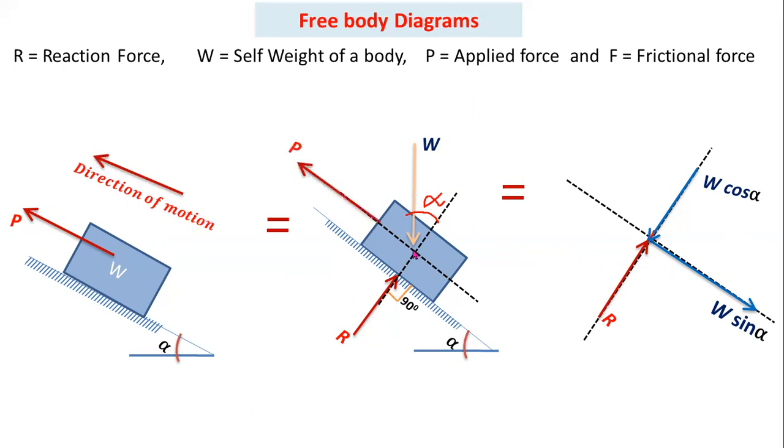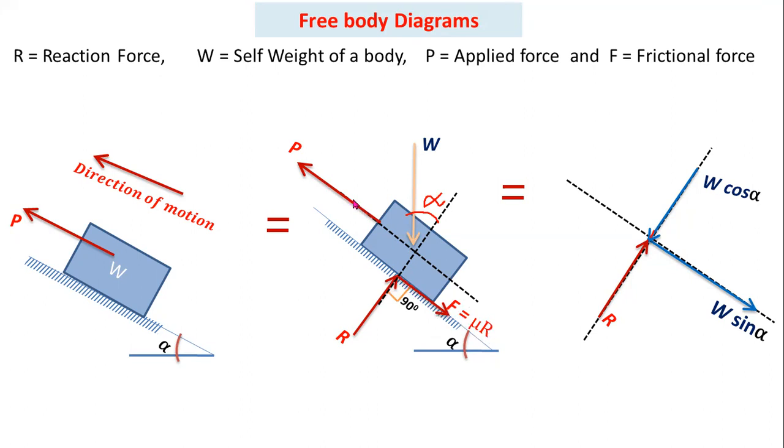So this is the applied force. Now you have to consider a frictional force. Already we know that friction force always acts opposite to the direction of motion. So this is the direction of motion, and you have to consider the opposite frictional force. This is the opposing frictional force F equal to mu R. Frictional force always acts parallel to the inclined plane, parallel to the support.